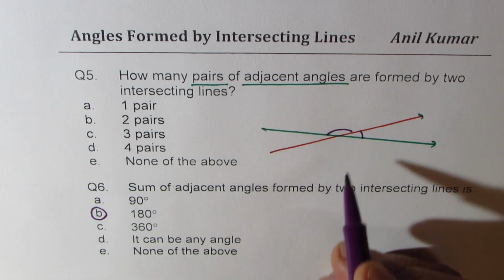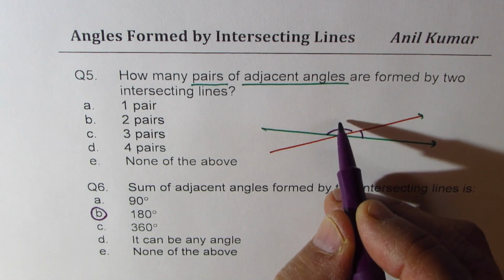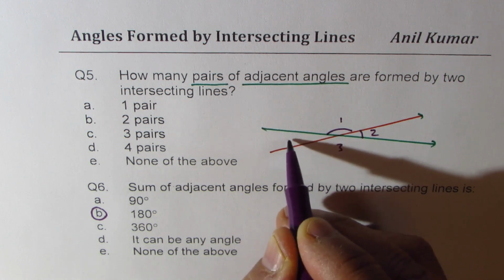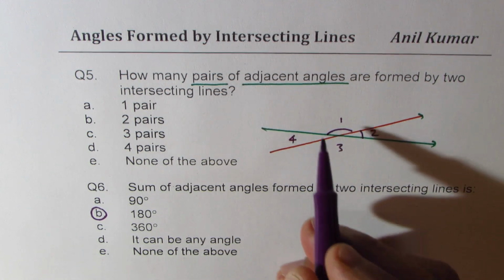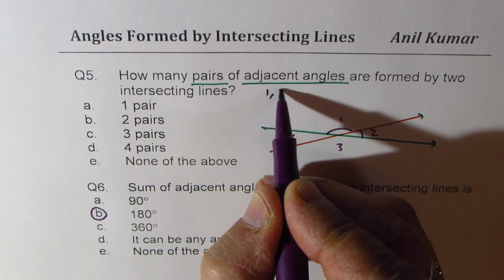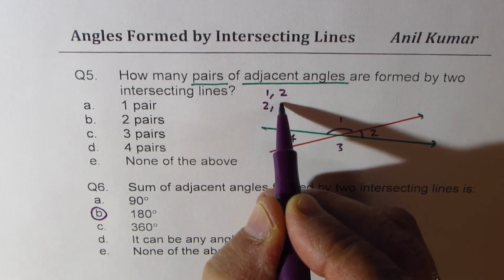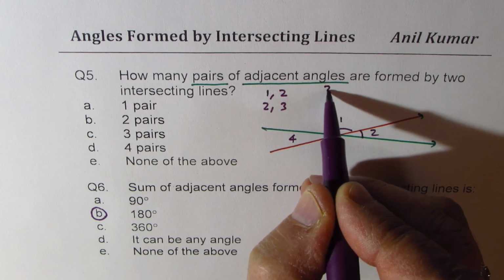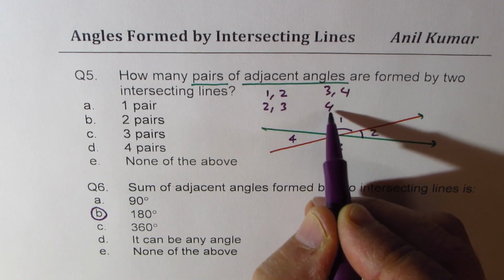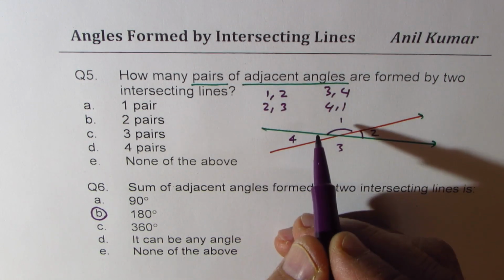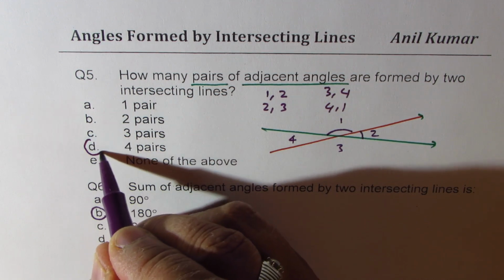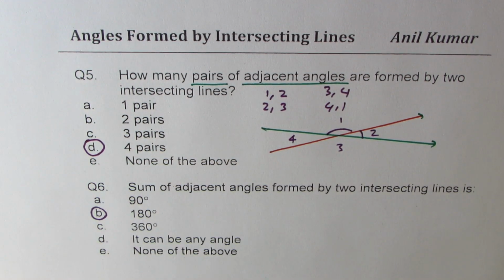And here, how many pairs do we have? Let's number them. Let's say 1, 2, 3, 4. Then one of the pair of adjacent angles will be angle 1 and 2. And then you can also have 2 and 3. You can also have 3 and 4 and angle 4 and 1. So there are 4 pairs of adjacent angles when 2 lines are intersecting, correct?